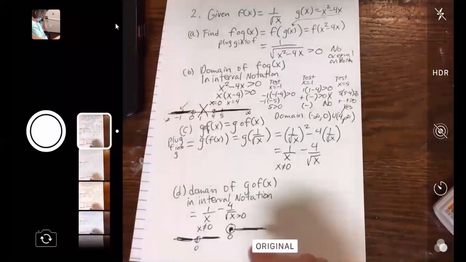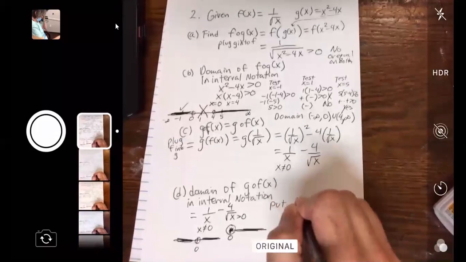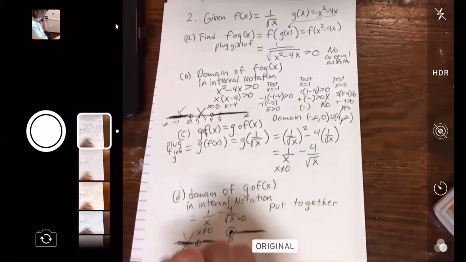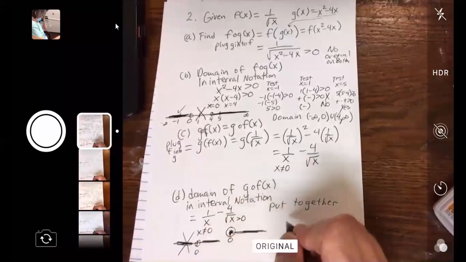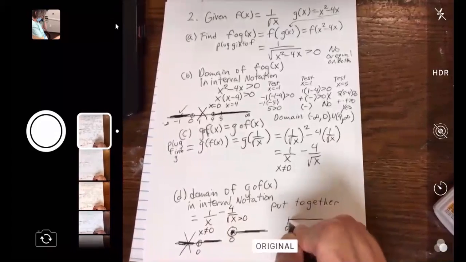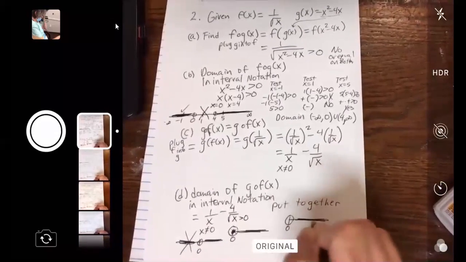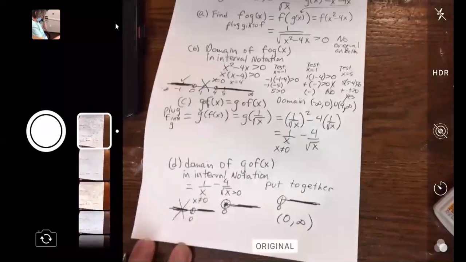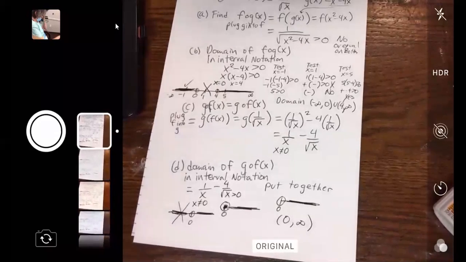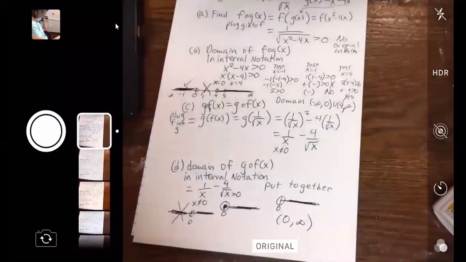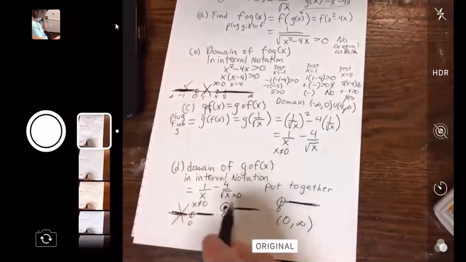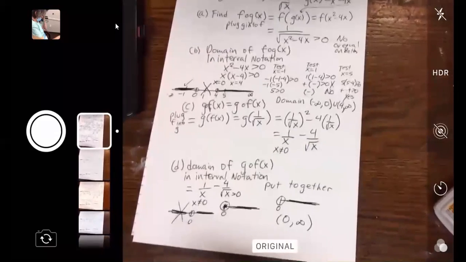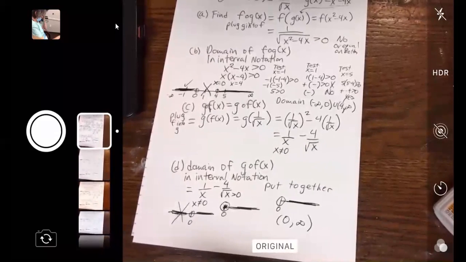So when you put this together, you can't use this in this piece. It's going to go 0, open circle, shaded this way, 0 to infinity. Gotcha. Okay. So yeah, this is going to govern this. What else can we show you?